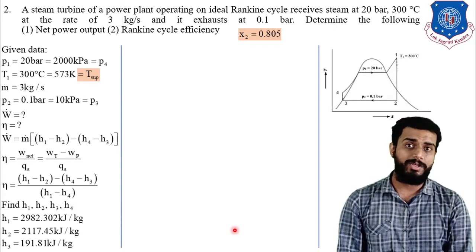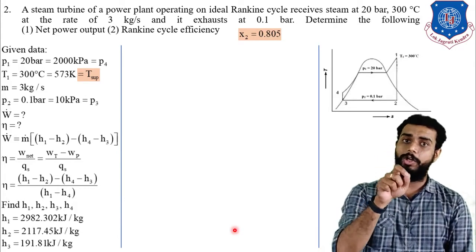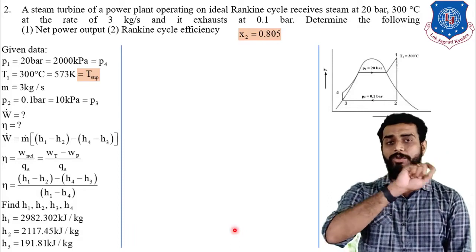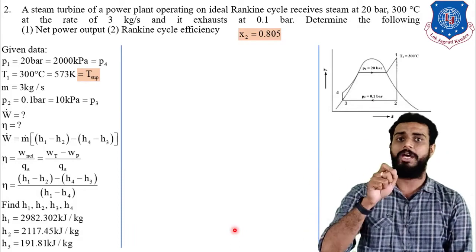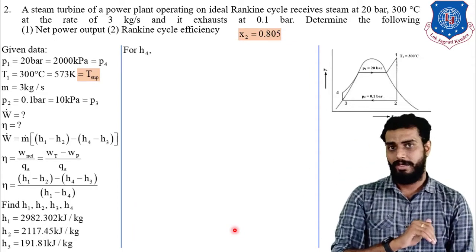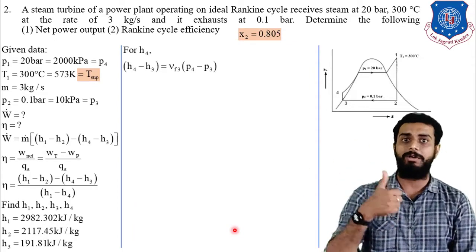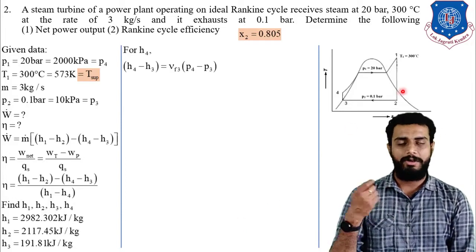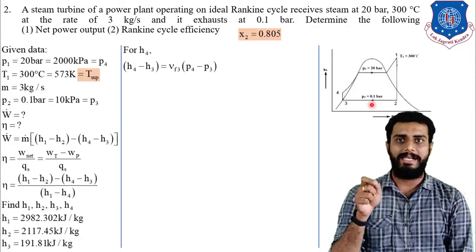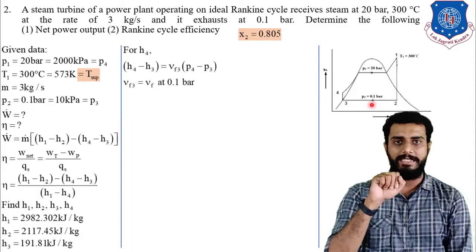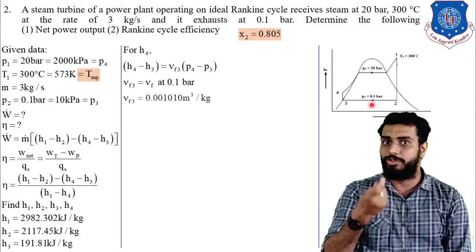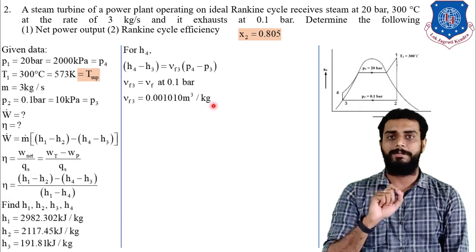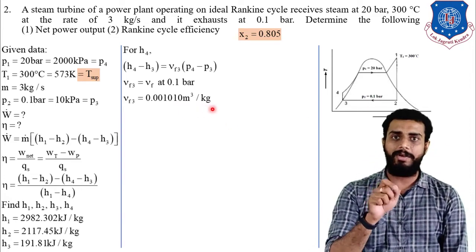But remember, students, your specific volume is in meter cube per kg, that is pure SI unit. So you have to convert all enthalpy and pressure units into SI units. Observe on the screen. Here for h4, which we are going to find out, for h3 the value is 191.81 kilojoule per kg. So I have converted from kilojoule to joule, multiplying by 10 raised to power 3. That is what you are supposed to do here. That is equivalent to v_f3.